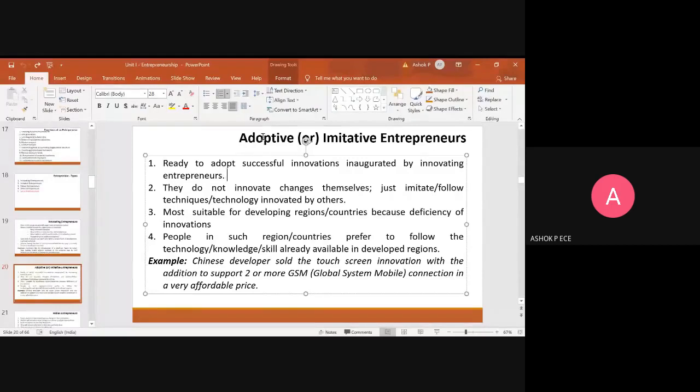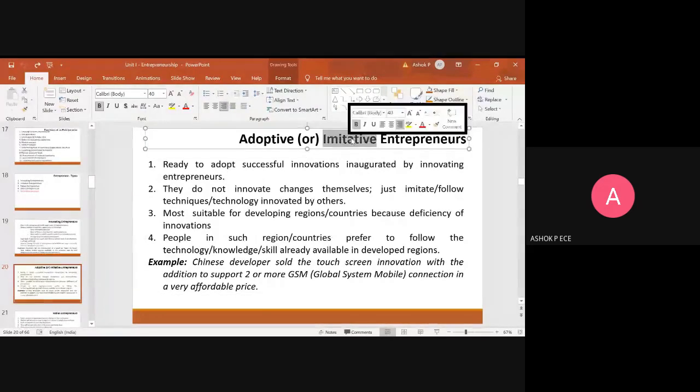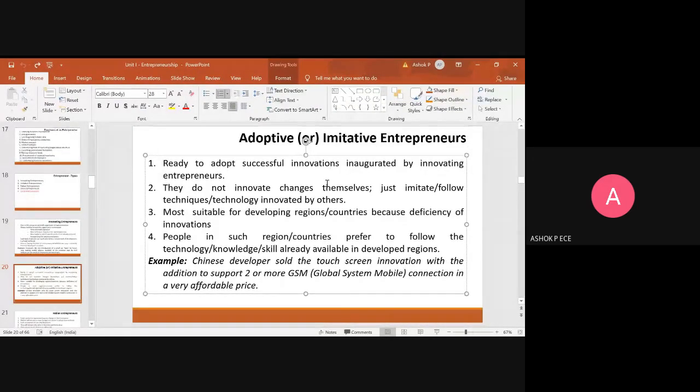Adoptive means you're going to take that. Imitative means using it exactly as it is. You are not going to do any change to that. Adoptive, colloquially, you can say copying, the same thing. But here they don't copy actually. The technology is available. You are going to take it and use it for your business by paying some money. That's all. So they're ready to adopt successful innovations inaugurated by innovative entrepreneurs.